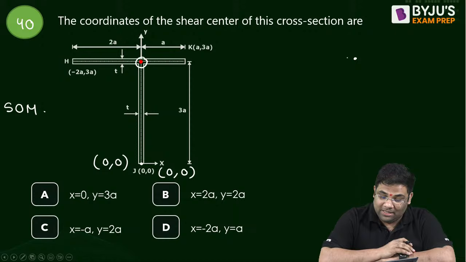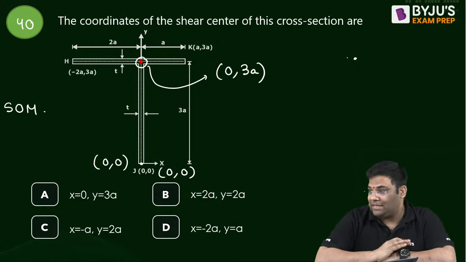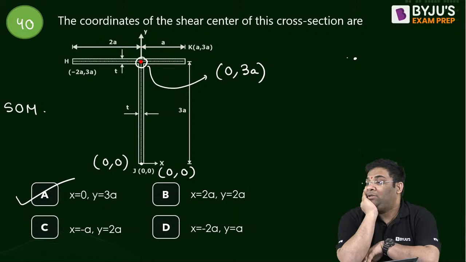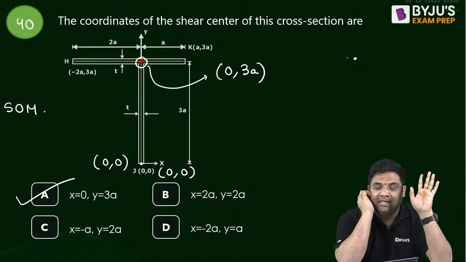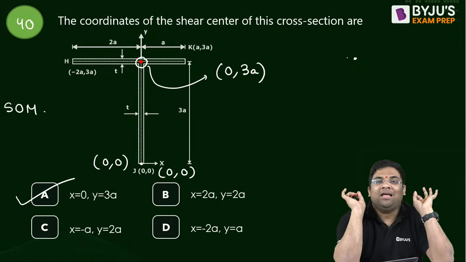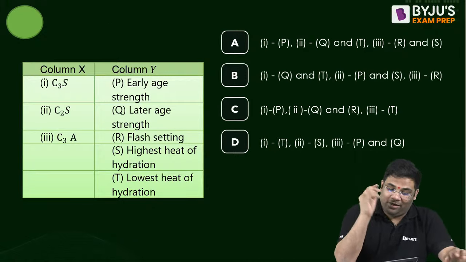Yes, the answer is what? The x coordinate is 0 and the y coordinate is 3A. Understood this question or not? Everybody understood this question or not? Coordinates of shear center, very easy. So when they give two rectangular areas, just take the point of intersection of the center lines of those two rectangular areas.